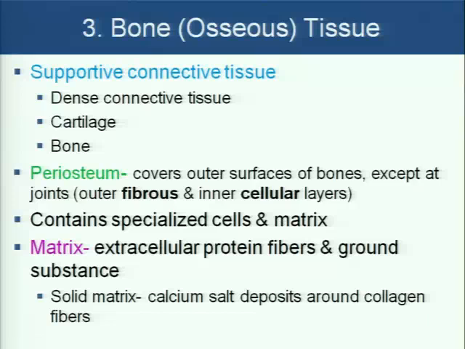A little bit about the tissue in your bones. You have supportive connective tissue that's really important for the structure. So we have dense connective tissue, we have cartilage, and of course the bone. The periosteum, that's dense connective tissue, if you remember that from chapter 4. That covers the surface of all of our bones, except right at the joints.